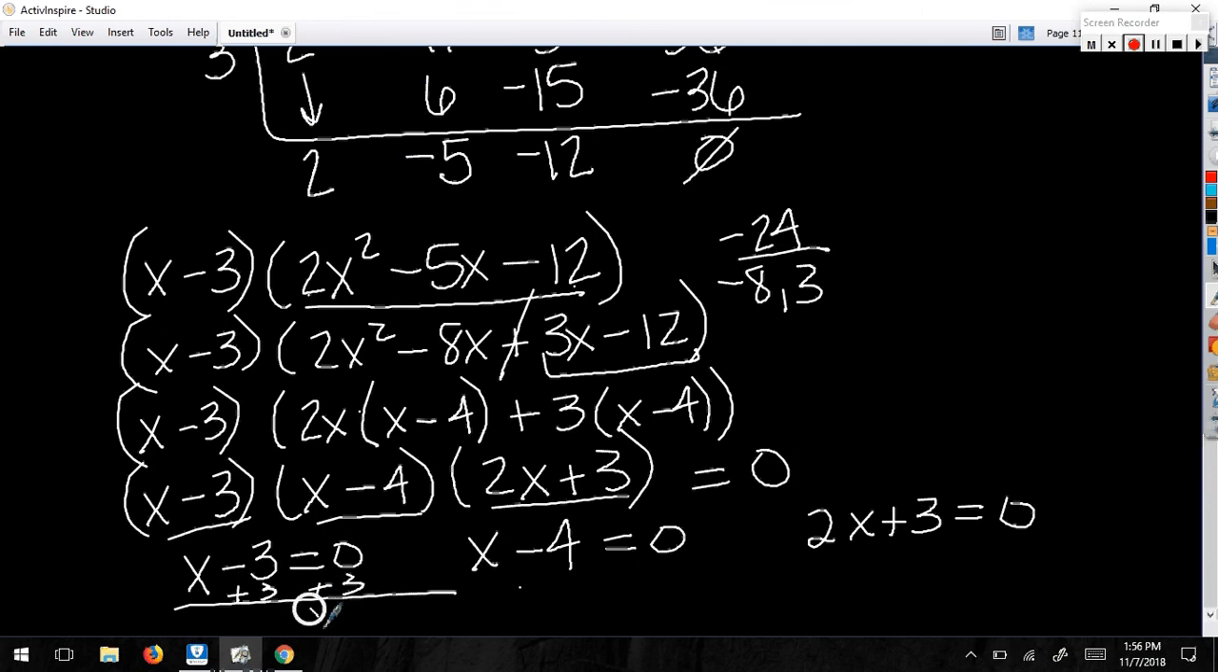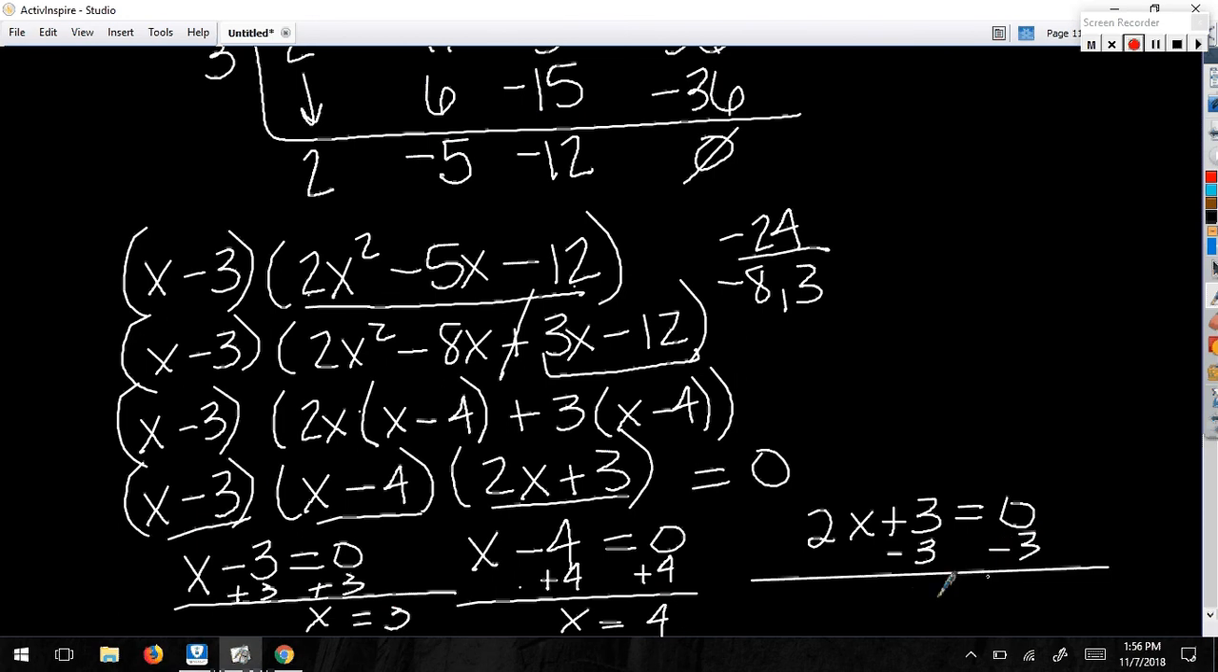I'm out of room here, I'm sorry. I get x equals 3. I get x equals 4, and this is a two-step equation here, so I'm going to have to subtract 3 and divide by 2. So negative 3 over 2. I'm sorry, it's a scrunch down there at the bottom. So I get these 3 zeros.